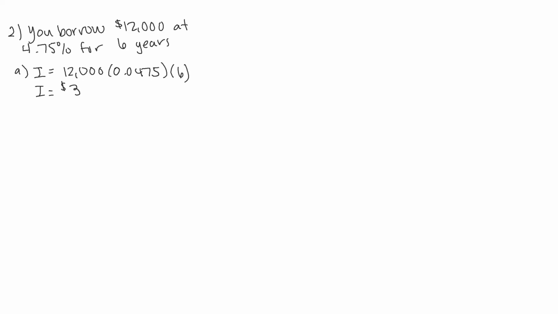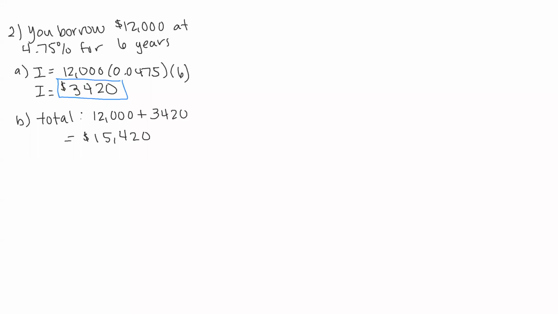So the interest owed on this loan is going to be $3,420. Now what we want to do is determine how much we're going to have to pay back total. So the total is going to be the $12,000 that we're borrowing initially, plus all of that interest. So the total amount of this loan is $15,420.